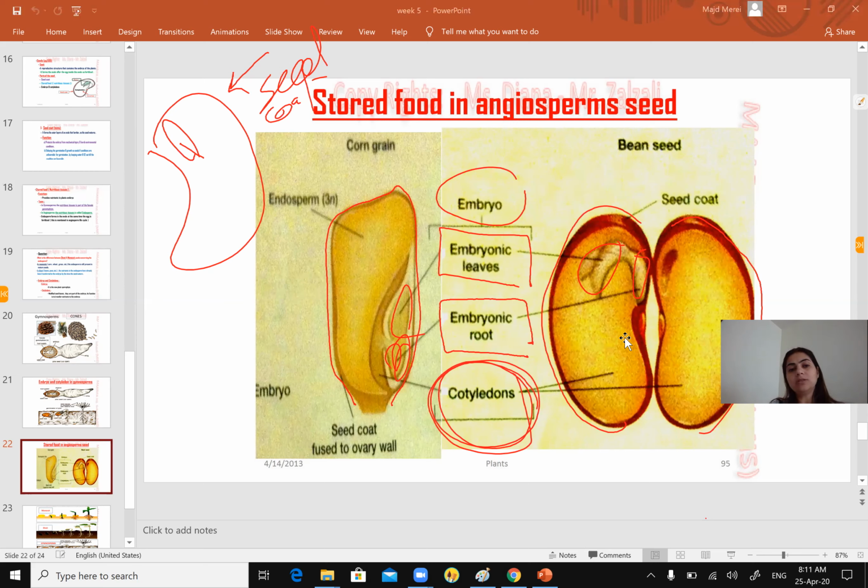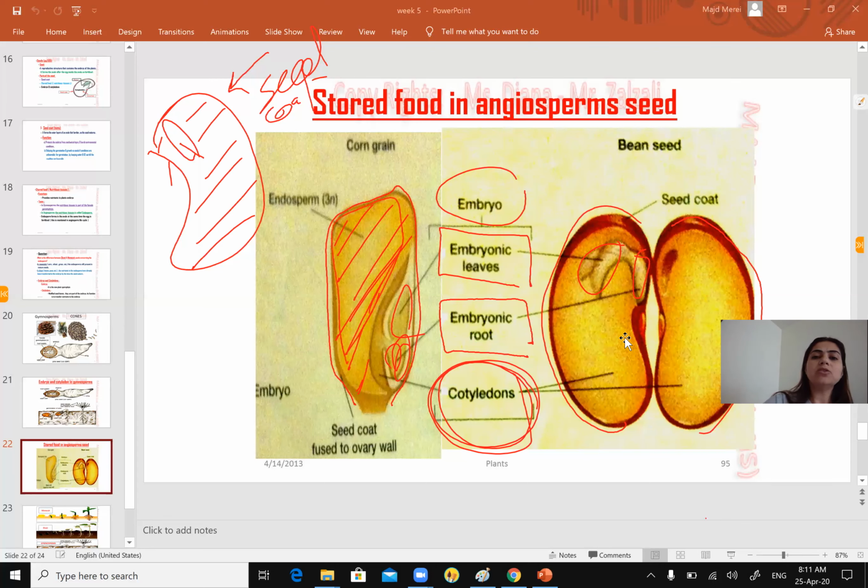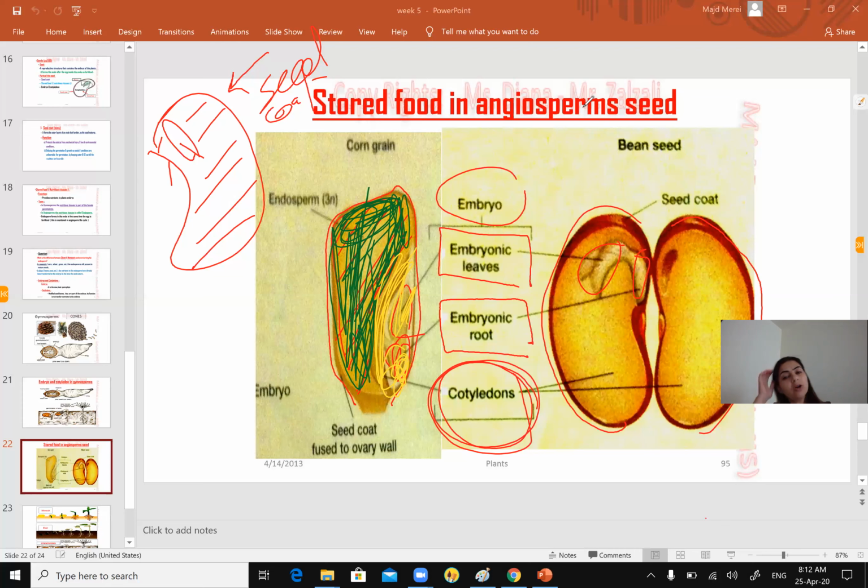So seed coat, embryo, and the third part is the nutritious tissue, right? This is the nutritious tissue. In monocot, the nutritious tissue, the endosperm, is still present. So I'm going to use here, for example, green color. This is the endosperm, the nutritious part, okay? The embryo is made up of three parts: the embryonic root, which will form the root, the embryonic leaves, and the cotyledon. This is in monocot. But what about dicot?